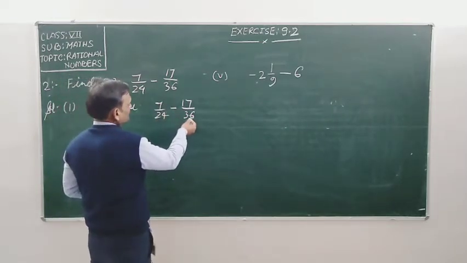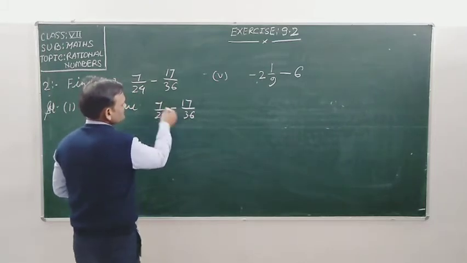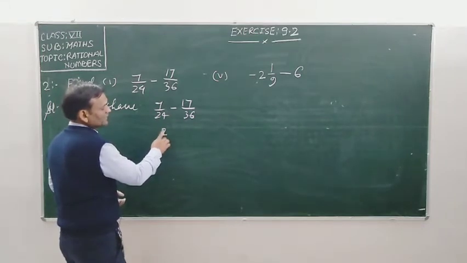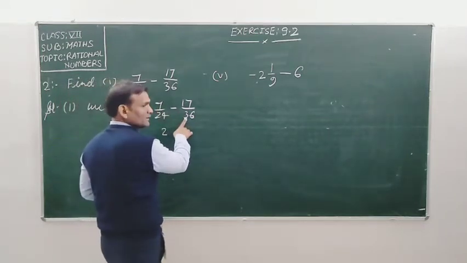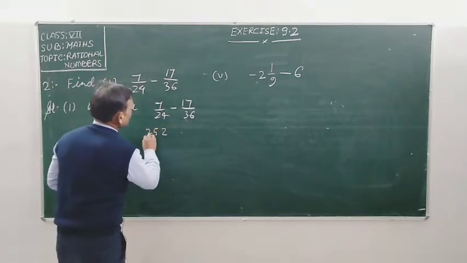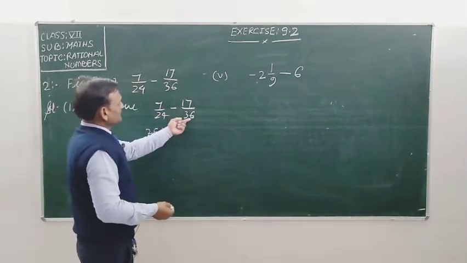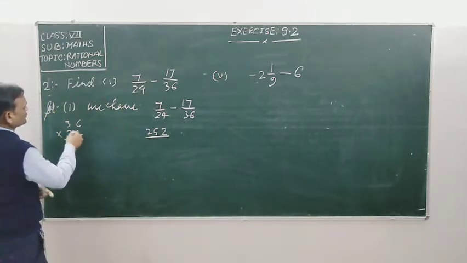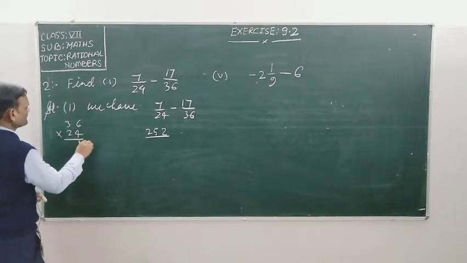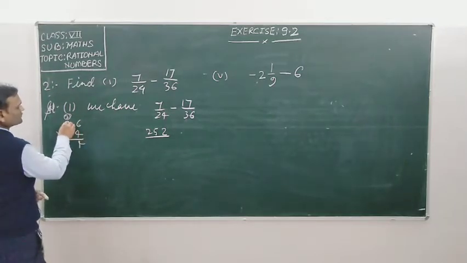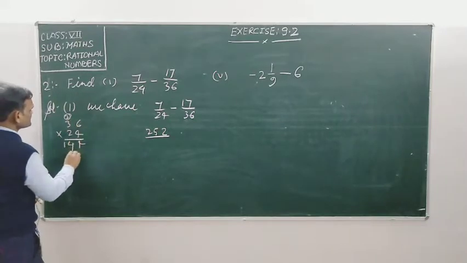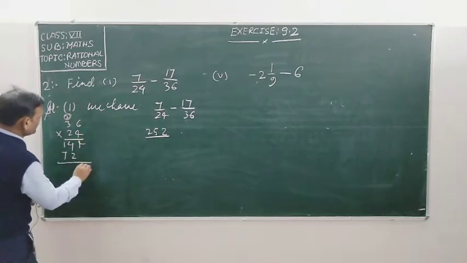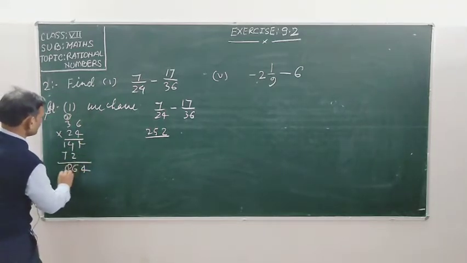So 36 into 7, we get 7 sixes are 42. 7 sixes are 42, carry 4. 7 threes are 21 and 4 is 25. 252. Upon 36 into 24, we are multiplying here. 36 into 24, 4 sixes are 24, 2 is carry. 4 threes are 12 and 2 is 14. 2 sixes are 12. 2 threes are 6 and 1 is 7. 4 to 6, 7 1 is 8.